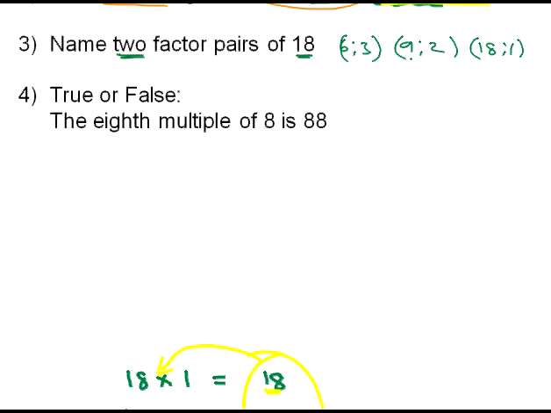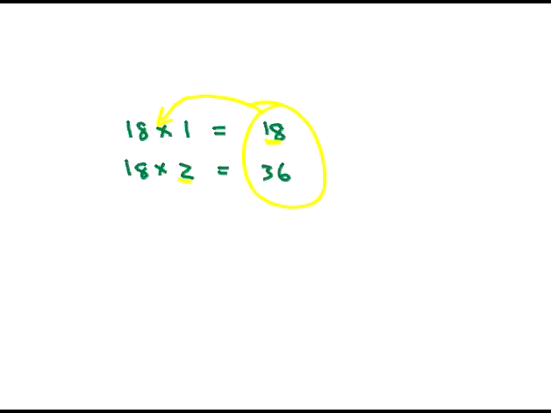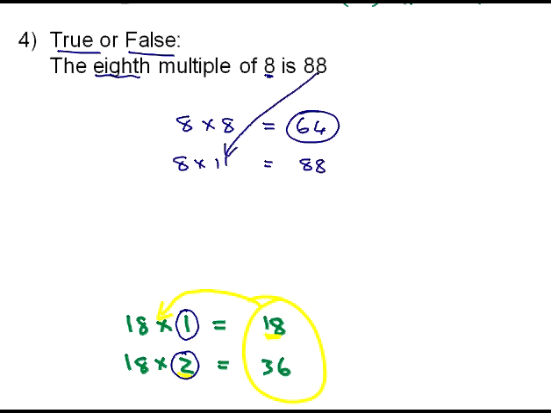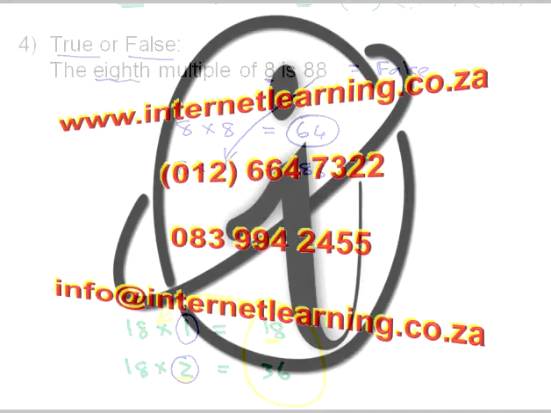And then the last question, they say true or false. The 8th multiple of 8 is 88. Now you need to come back to what we did over there. That will be the first multiple of 18, second multiple of 18, etc. So when we are looking for the 8th multiple of 8, we'll say 8 times by 8, which gives us 64. So the 8th multiple of 8 is 64. When you say 8 times by 11, you'll get 88. So therefore 88 is going to be the 11th multiple of 8. So this is false.